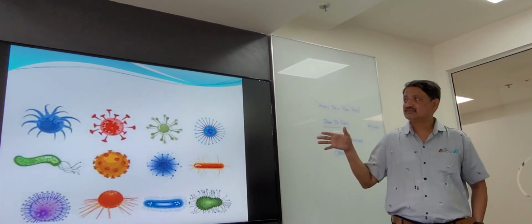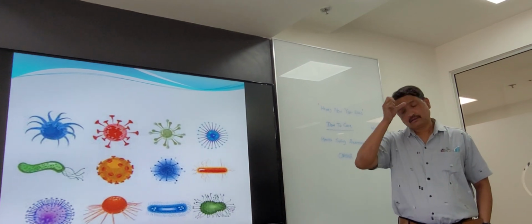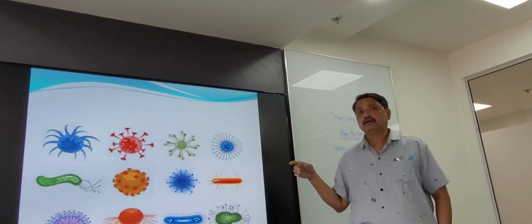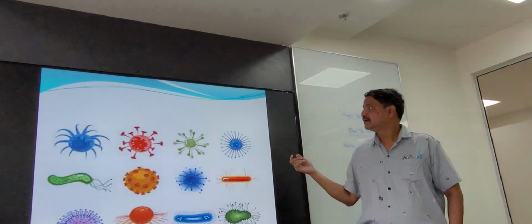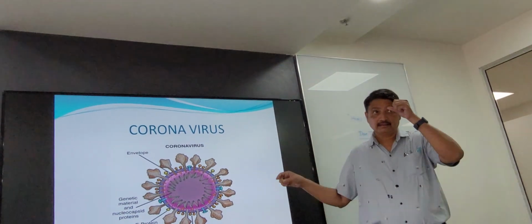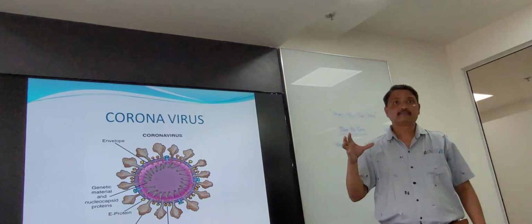There are various sizes, shapes, and there are various mechanisms. The coronavirus particularly, go to the next slide. These have got radiation, spikes kind of thing. That is why it is called corona, means like a flower.